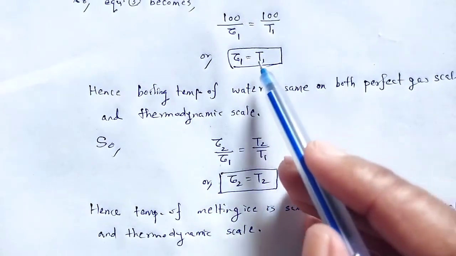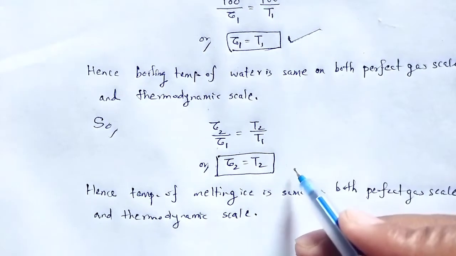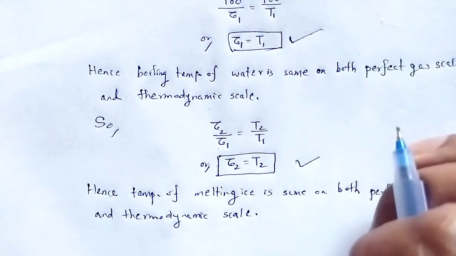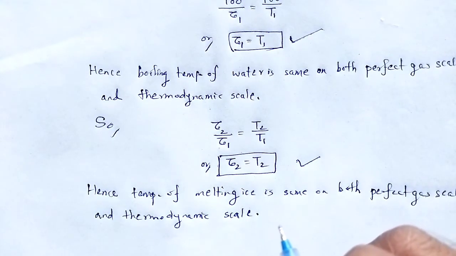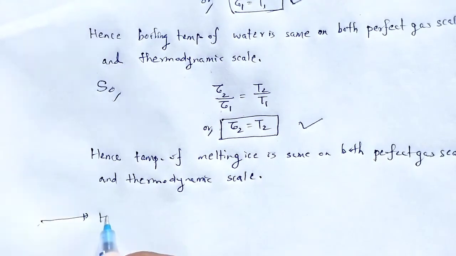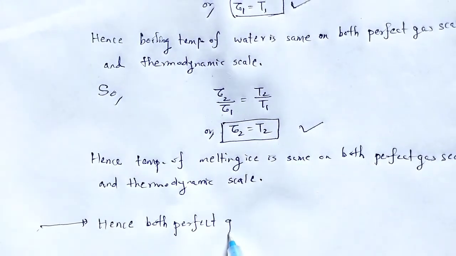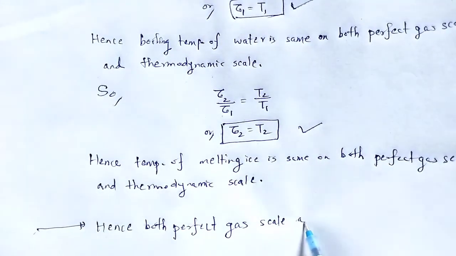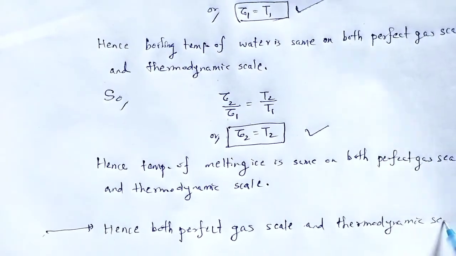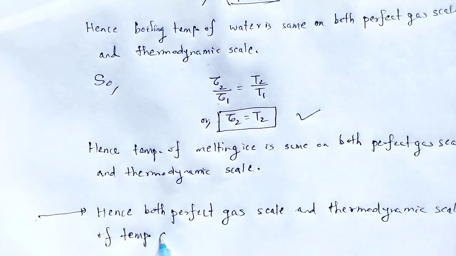Look here, tau 1 is equal to T1, that means the boiling temperature of water is the same for the perfect gas scale and the thermodynamic scale. Here tau 2 is the same as T2, so the temperature of melting ice is the same on both scales. From these two equations, it is clear that both the perfect gas scale and the thermodynamic scale of temperature are identical.